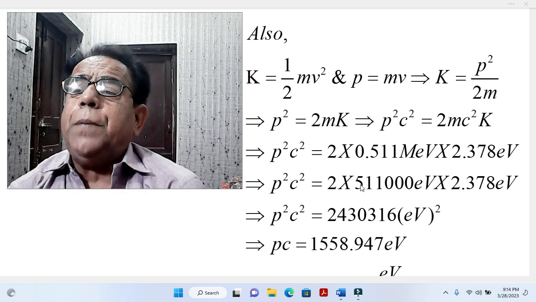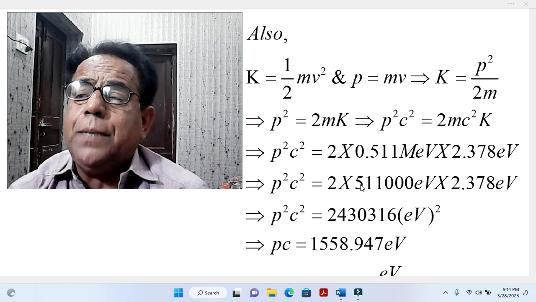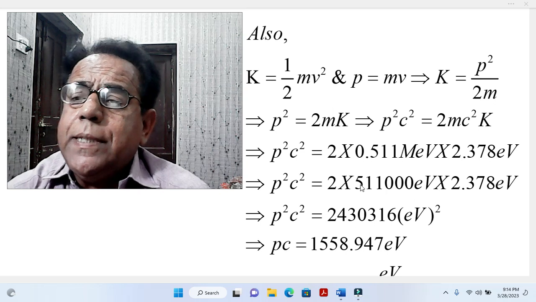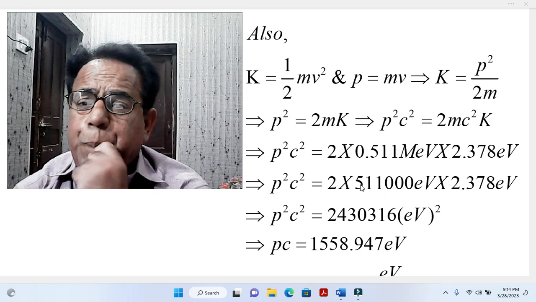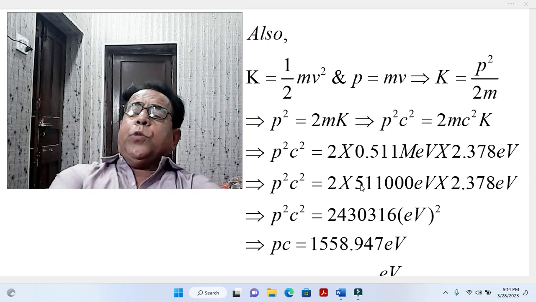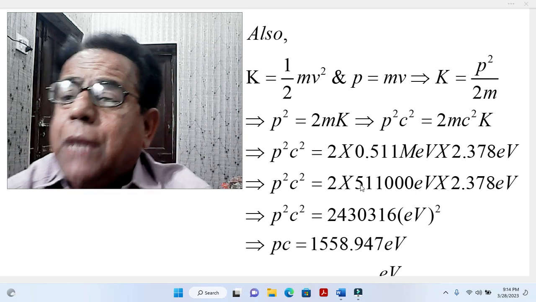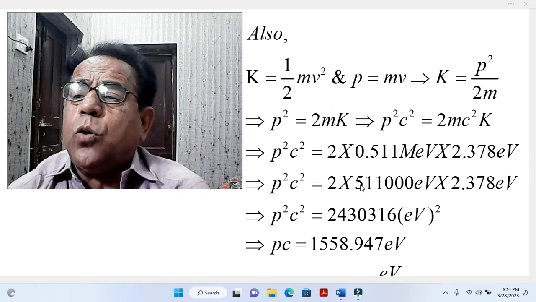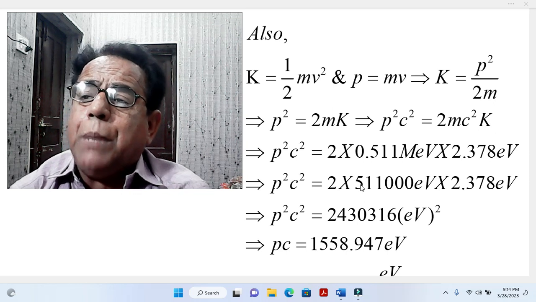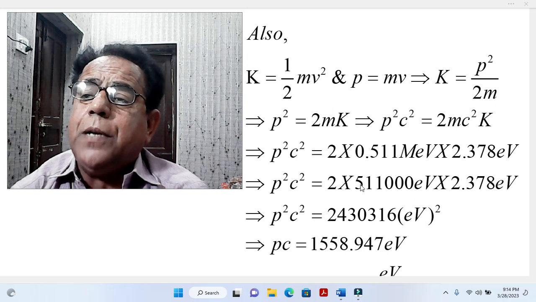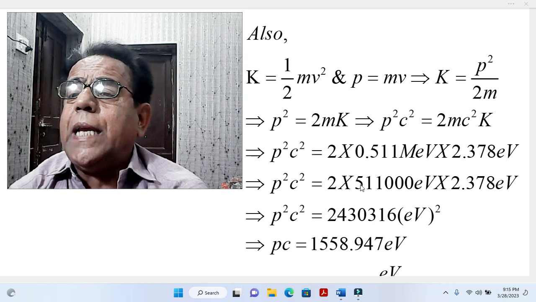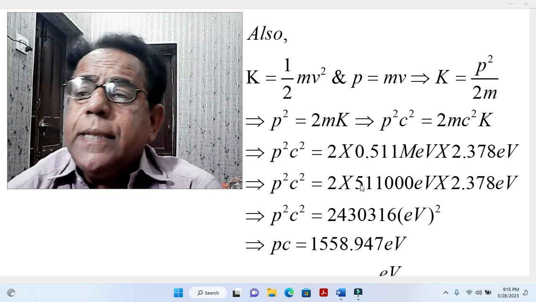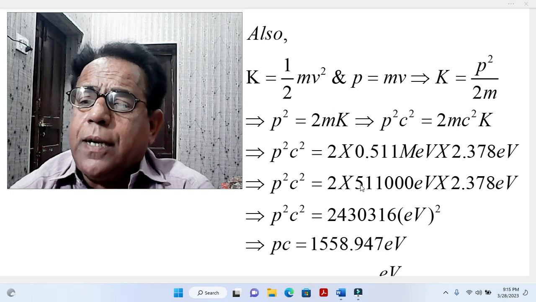Moreover, if we multiply both sides with c square, then it becomes p square c square equal to 2mc square k. What we have done? We have multiplied with c square on both sides. So p square c square becomes equal to 2 into, in place of mc square we have used our helping tool, in which the value of mc square in case of electron has been given as 0.511 million electron volt, and the value of k we have determined in the previous step. So we have just put the relevant values, otherwise we have done nothing.